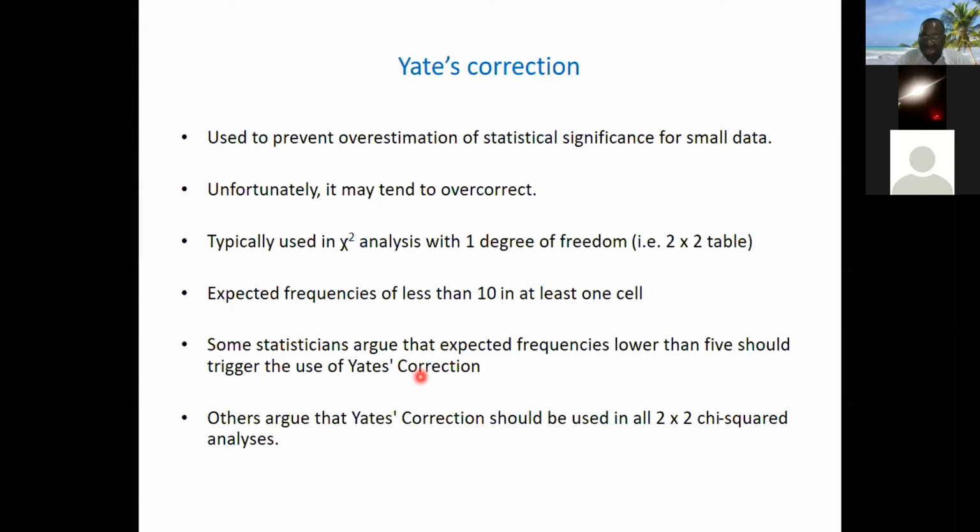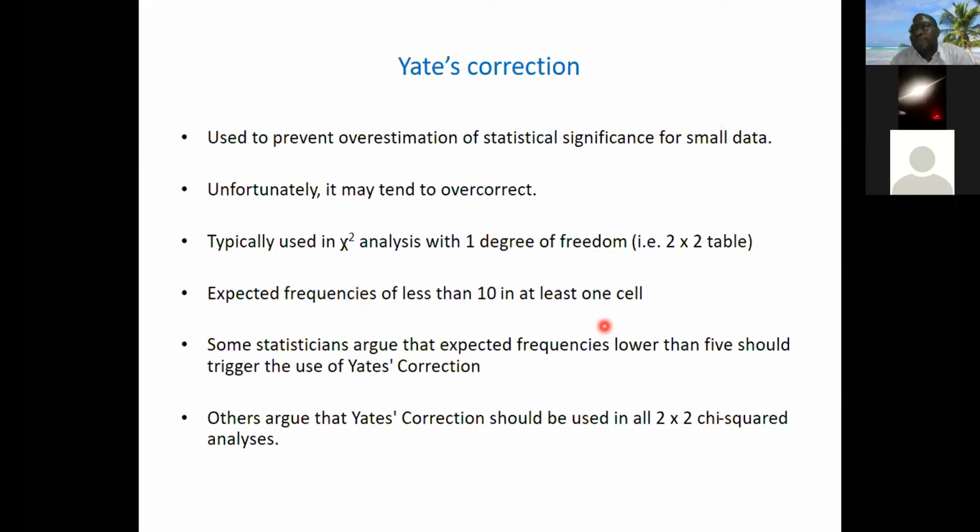Before I talk about the correction itself, the reason is the 2x2 table, but unfortunately, many people say the correction overcorrects. Typically, for you to do the correction, the degree of freedom must be 1. A 2x2 table is like saying the degree of freedom is 1. And the expected frequency should be less than 10 in at least one cell. Look at it, that is expected frequency.